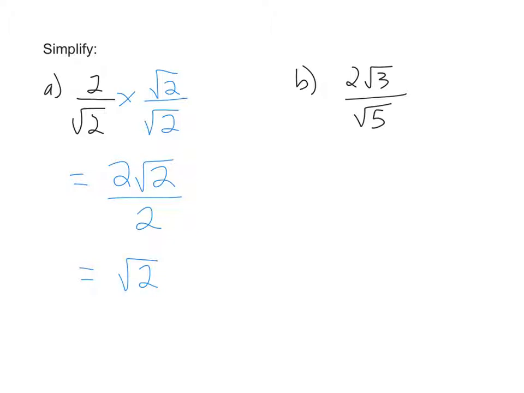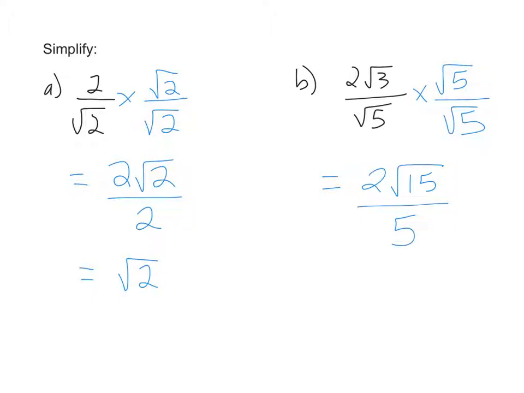How about the second one? 2 root 3 over root 5. What do you think we should multiply that by? Root 5 over root 5. Because that's going to change the denominator into 5, which is an integer, which is fine to have in the denominator. So the numerator will go 2 root 3 times root 5. That's 2 root 15. And then root 5 times root 5 is 5.